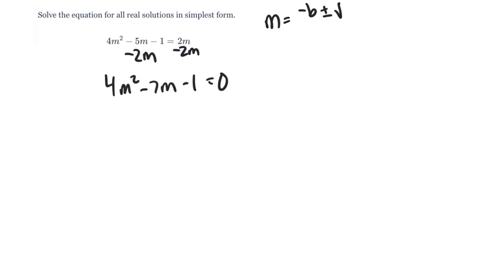All right, on this one, before I do anything, I gotta get that 2m over to the left side because I gotta make it 0 out and cancel everything out. So I'm gonna subtract 2m on each side. And I get 4m squared minus 7m minus 1 equals 0. Remember, the quadratic formula is going to be negative b plus and minus the square root of b squared minus 4ac, and that's all going to be over 2a.